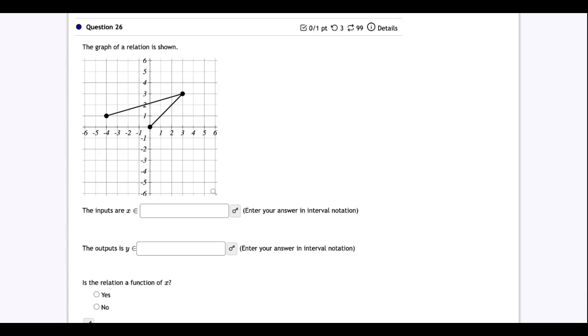It fails the vertical line test at x equals 1, x equals 2. Any point from 0 up to 3, if you draw a vertical line, it crosses the graph at 2 points. That's not a function. Okay.